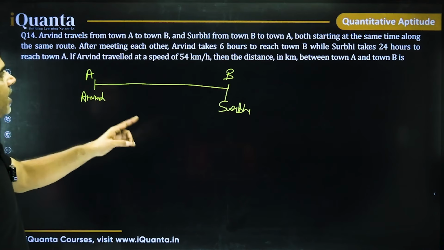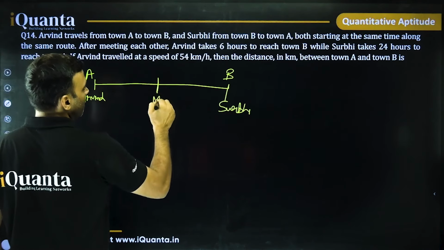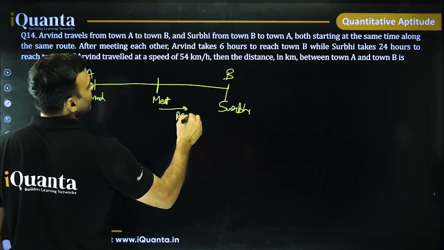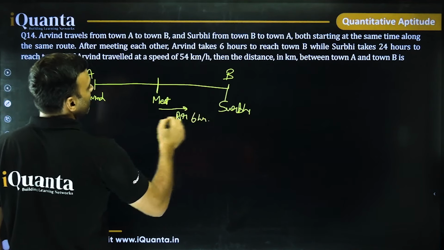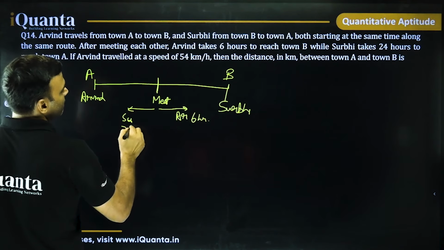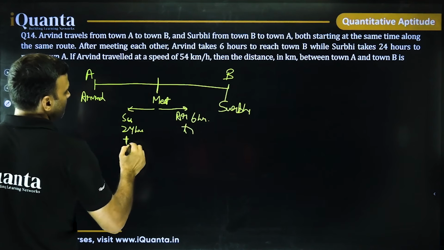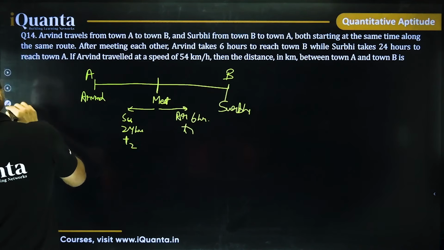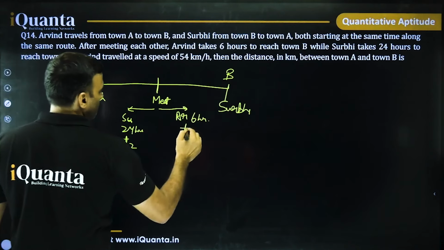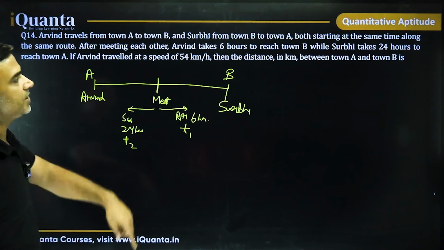After meeting each other, Arvind takes 6 hours. Okay. So after meeting, suppose they meet here. This is the meet point. After meeting, Arvind takes 6 hours to reach town B. And after meeting, Surbhi takes 24 hours. Right. So let's say this is T1 and this is T2. Time taken by the first person, time taken by the second person, right? So now this is the situation of times after meeting to reach the destination.